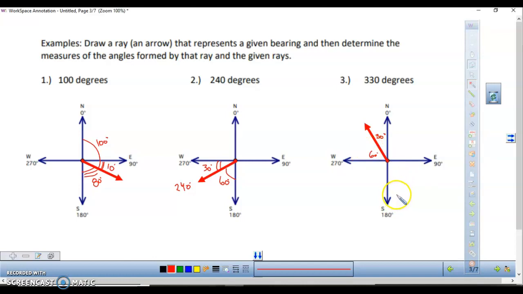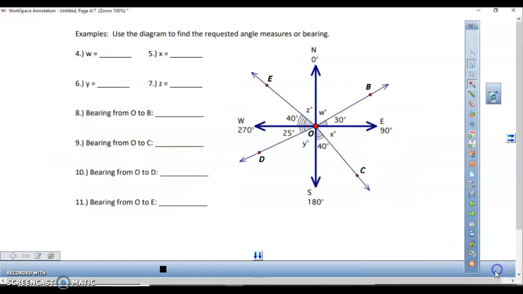All right, so when in these problems I say you walk on this specific bearing, you just start at 0 and keep rotating around clockwise until you get to that number. All right, so next application. Here I just have your north, south, east, and west lines drawn, and I have some little directions of travel that are indicated with rays. So I have O to B, O to C, O to D, and O to E.